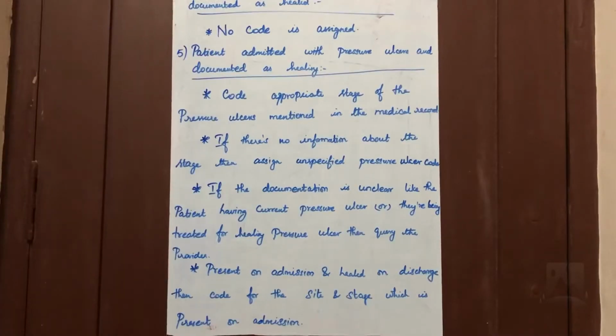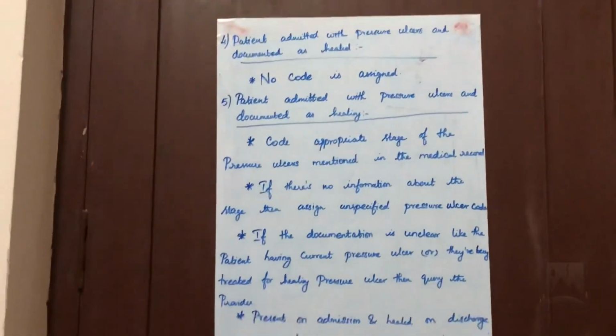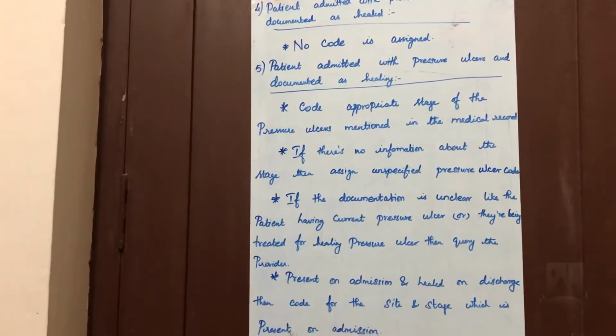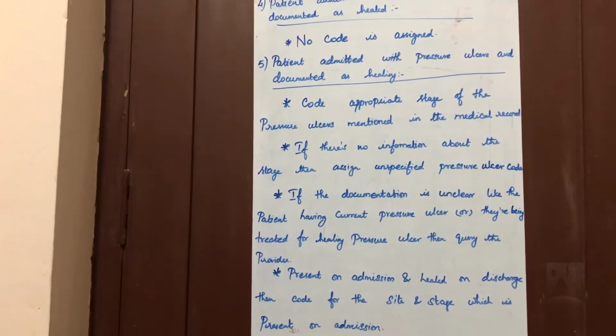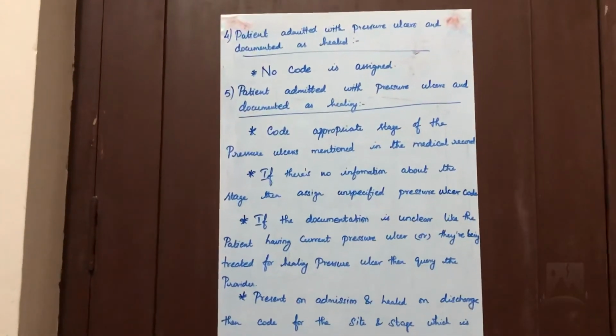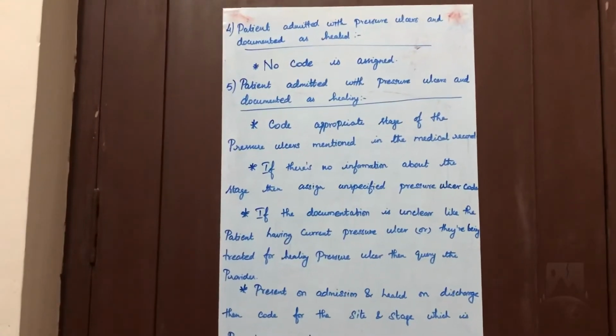Next one is a patient admitted with pressure ulcer and documented as healed. If the patient is admitted with a pressure ulcer and it is documented as healed, then we should not give any code for the patient.